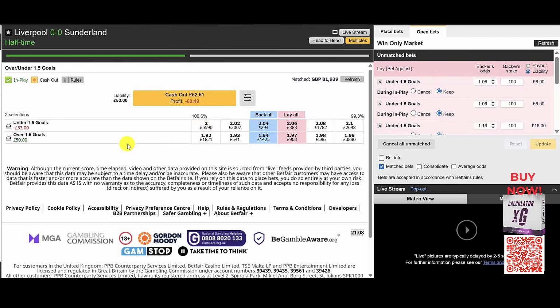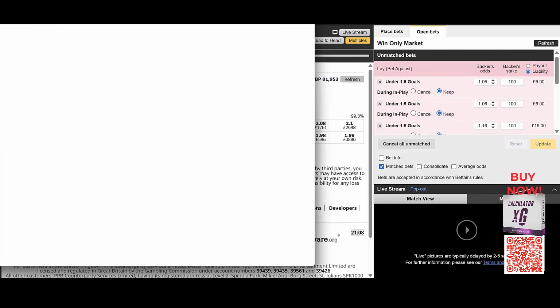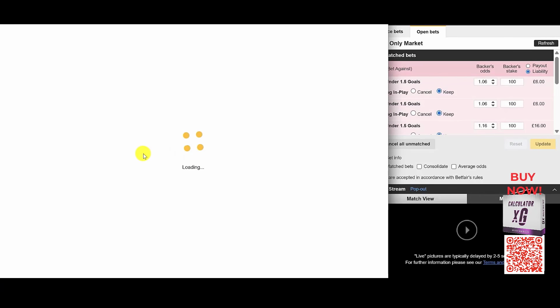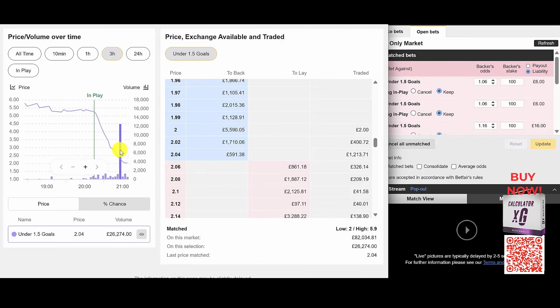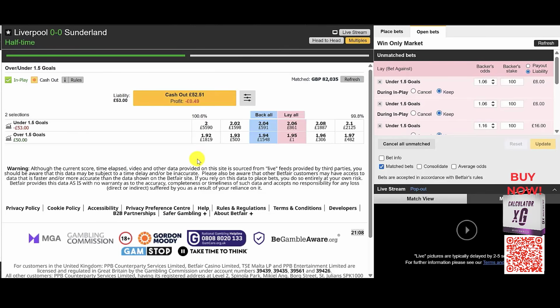As we know, with the time decay, this price is just going to keep ticking down on the under 1.5 goals while there is no goal. And so we want to try and get some of these lay orders matched and then get that goal. So we're expecting a goal, just not sure about the exact time it's going to arrive. So we are prepared for it.